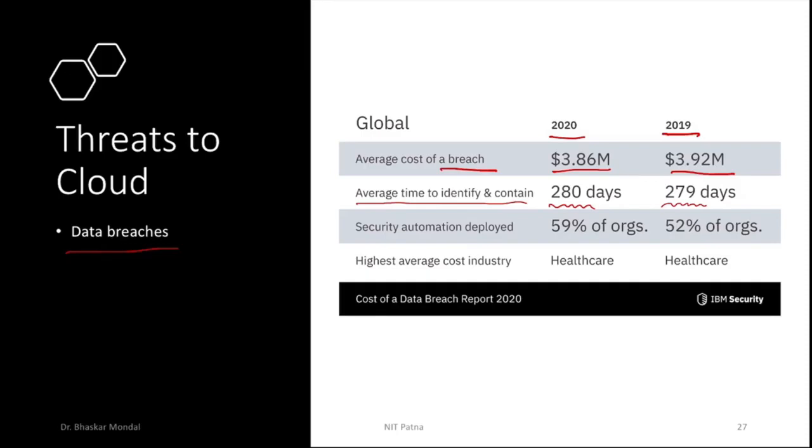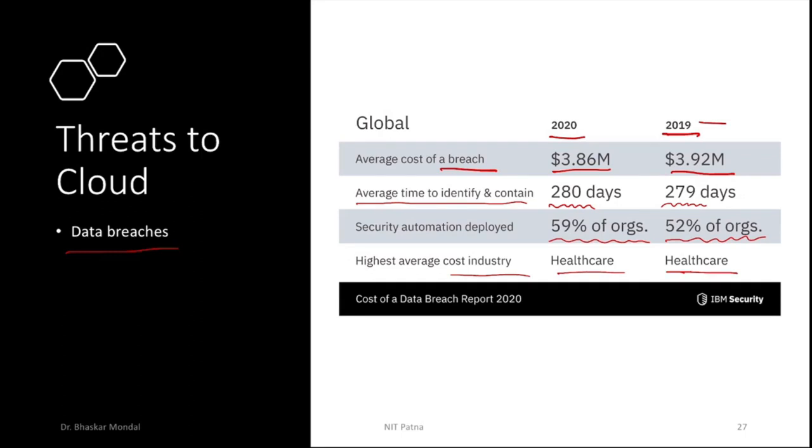And then security automation deployed: in 2020, 59% of the organizations, and 52% of the organizations in 2019. Now, the question is that these organizations are somewhat secure, but what about the remaining organizations, the small companies? They are still vulnerable, right? Then the highest average cost industry, if you see, is healthcare. So healthcare is the industry which loses the highest amount of dollars each year.